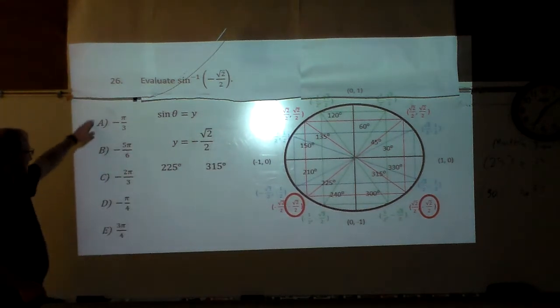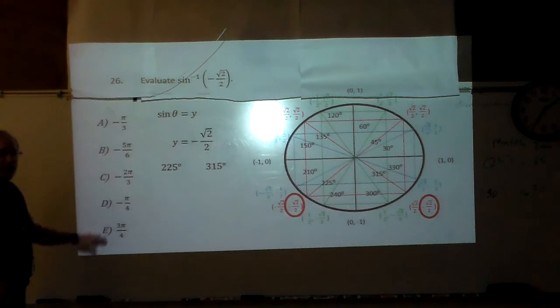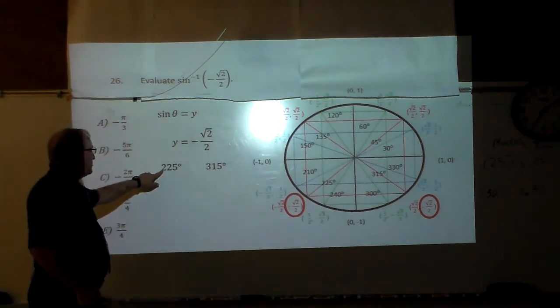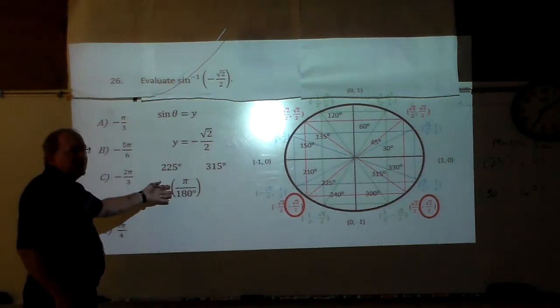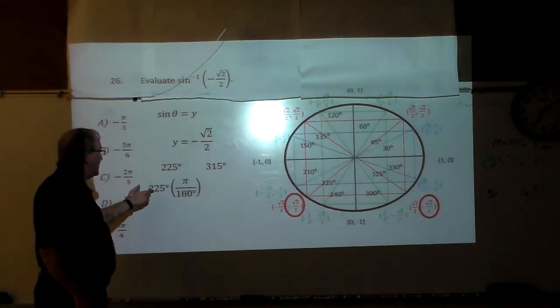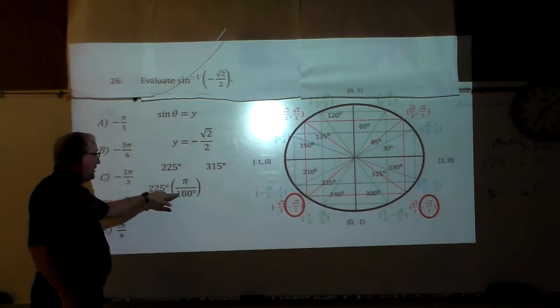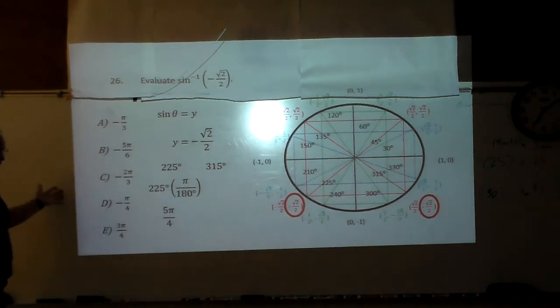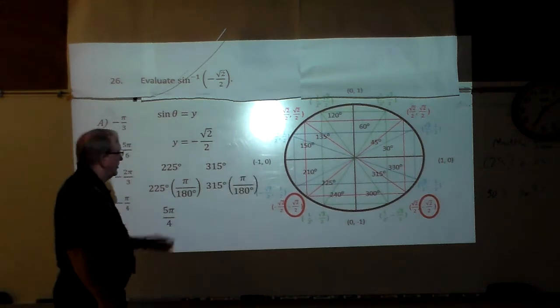But look at my answers. None of those are here. They're all in what? Radians, radians, radians, radians. So let's convert it to radians. Basically multiply it by pi over 180, or you may kind of have these memorized. Basically, 45 goes into that 5 times and that 4 times. Okay? Is 5 pi over 4 here? No. So let's try this one.